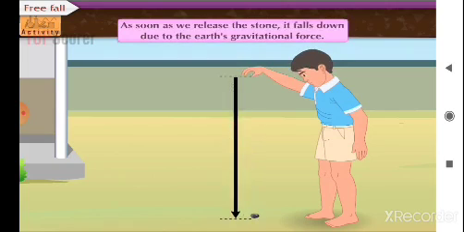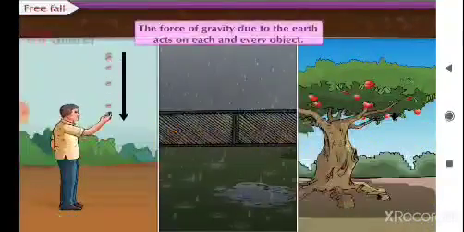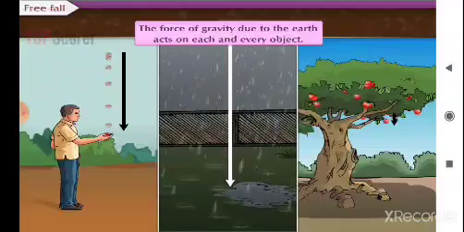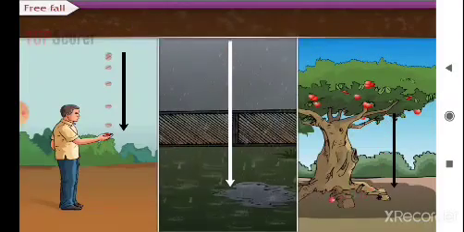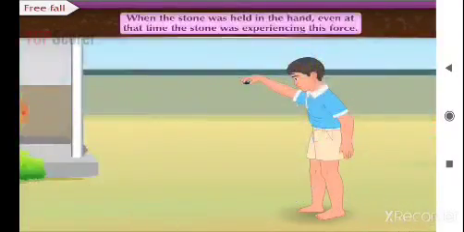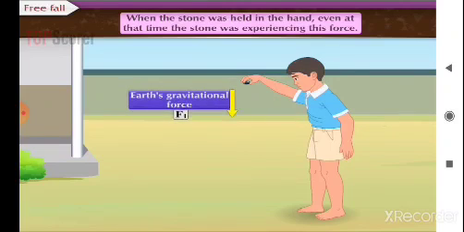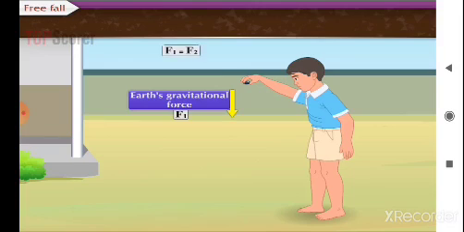As soon as we release the stone, it falls down due to the Earth's gravitational force. The force of gravity due to the Earth acts on each and every object. When the stone was held in the hand, even at that time, the stone was experiencing this force, Earth's gravitational force, F1, and applied force, F2. F1 is equal to F2.